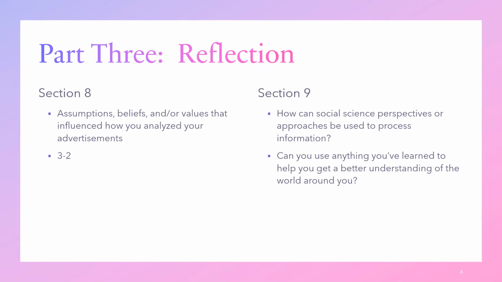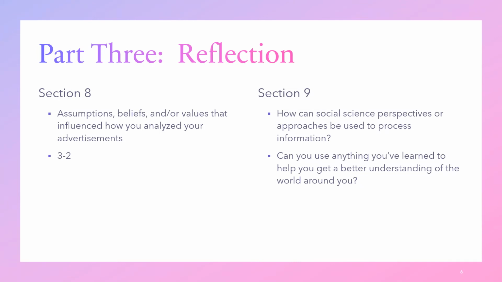In section 8, you are going to be talking about your assumptions, beliefs, and/or values that influence the way you analyzed your advertisements. You talked about this in your 3-2 assignment. Some things you can talk about include how did your frame of reference, your personal experiences in life, impact how you viewed these ads? How did your own personal assumptions, beliefs, and/or biases impact how you viewed the ads or the people in the ads? Did you pick certain ads because of your own assumptions, beliefs, and/or biases? How did you think people who have a different set of assumptions, beliefs, and/or biases may view the ads differently?